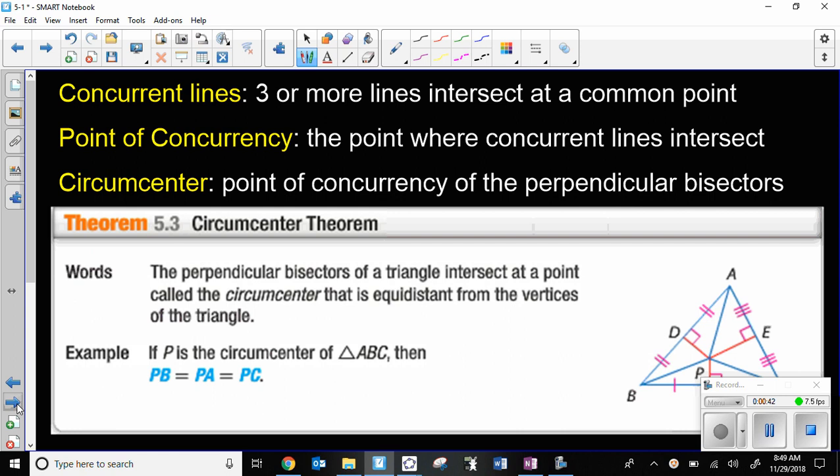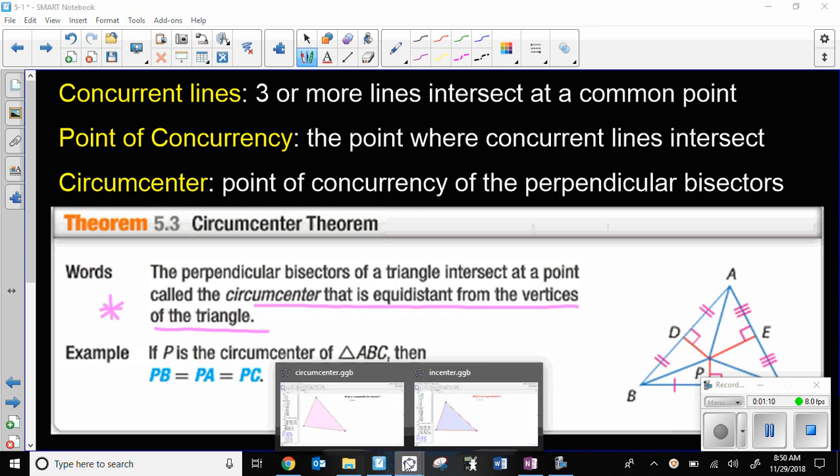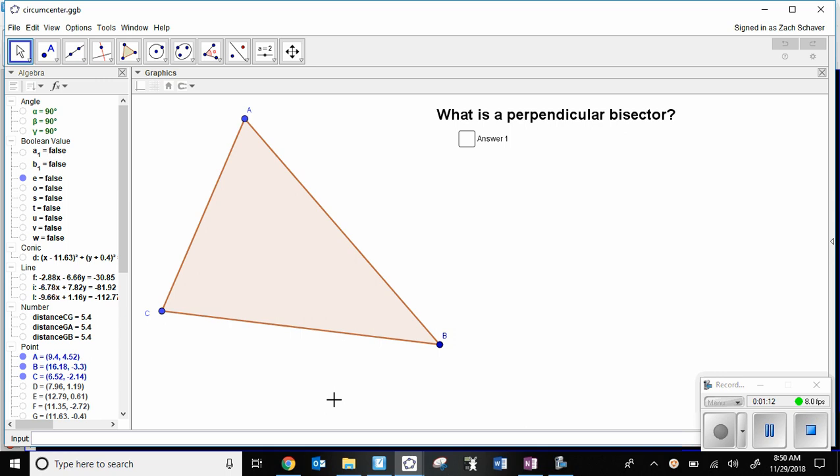Another thing that you will need to know out of this is that the circumcenter is equidistant from the vertices of the triangle. This is an extremely important part that you need to also get down. Okay, so we're going to form perpendicular bisectors in a triangle, and when we do that, it's going to form the point of concurrency called the circumcenter, which we know is equidistant to the vertices of the triangle. So, an idea as to what this looks like.